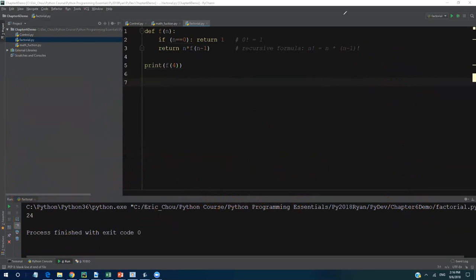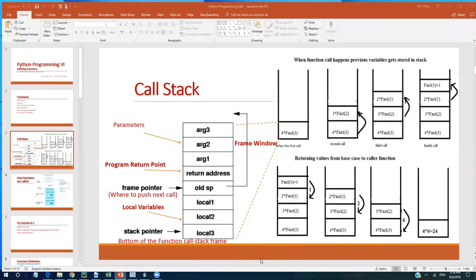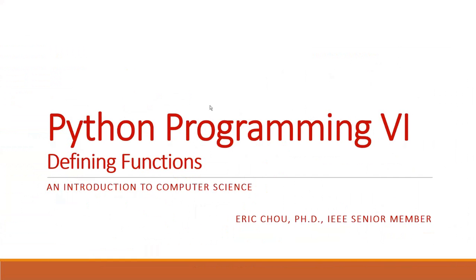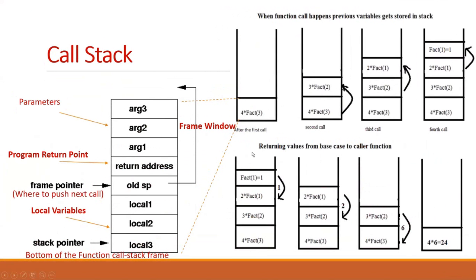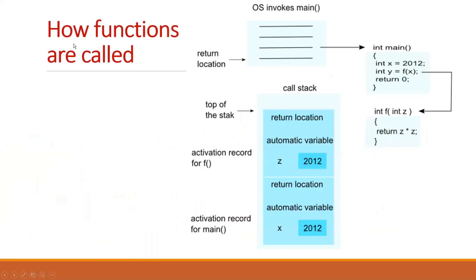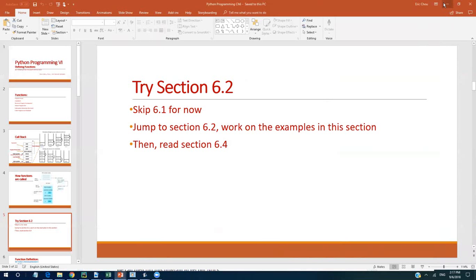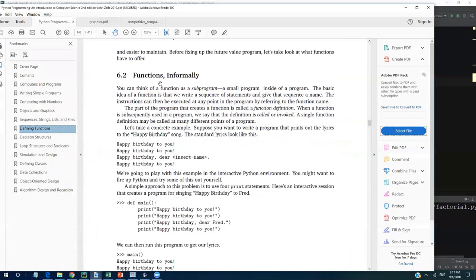Okay, that's how data is actually manipulated using the call stack. That's how data gets manipulated by the call stack. So functions are called, and whenever you have a function call, the return address, local variables, and parameters are saved.